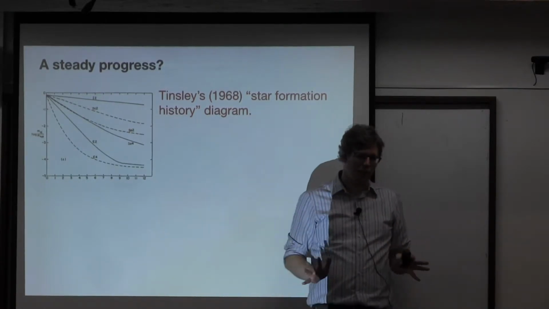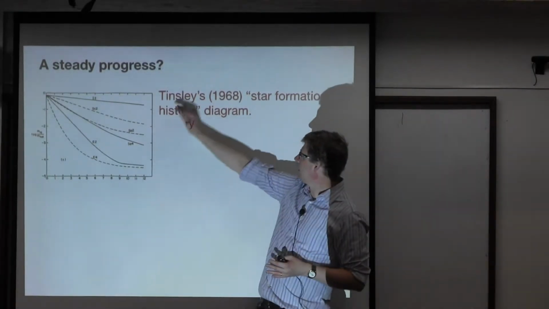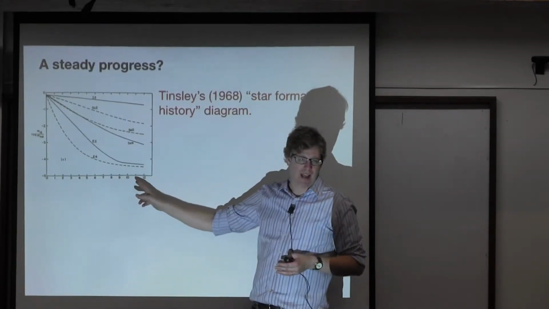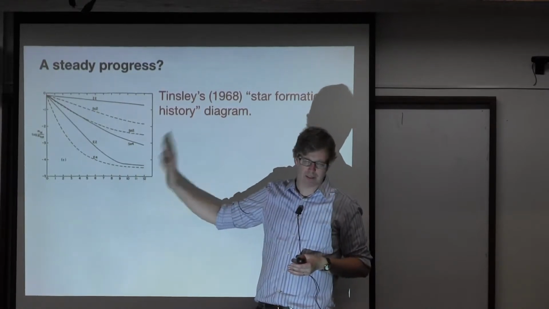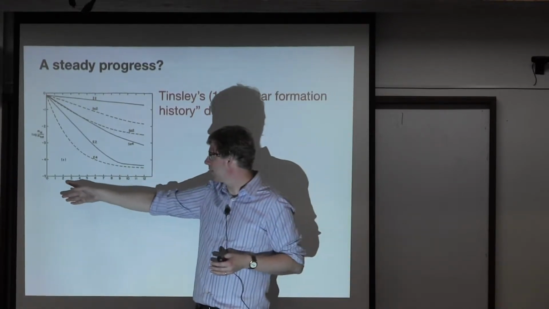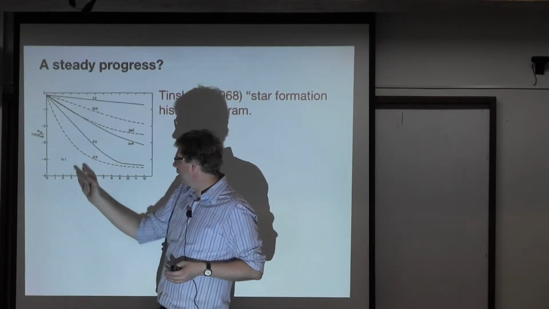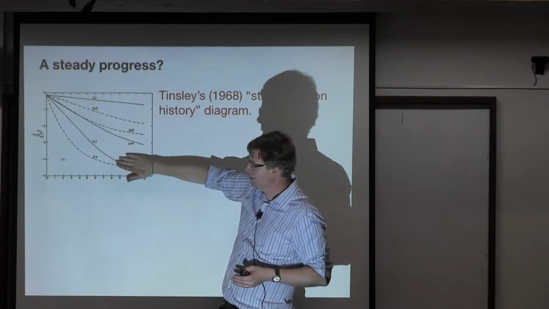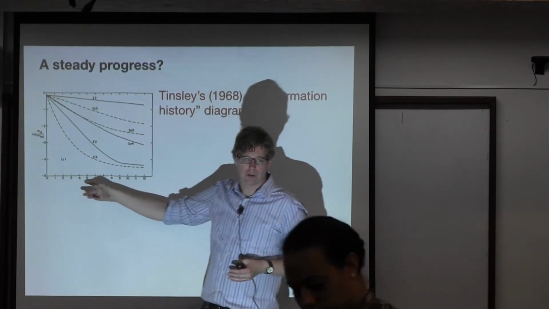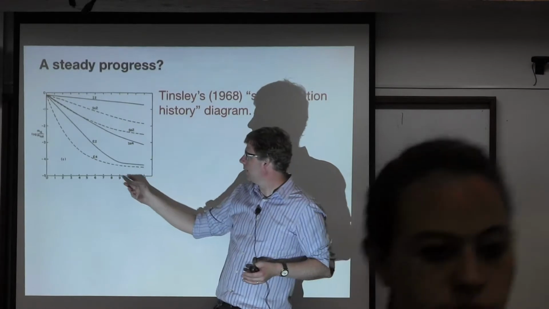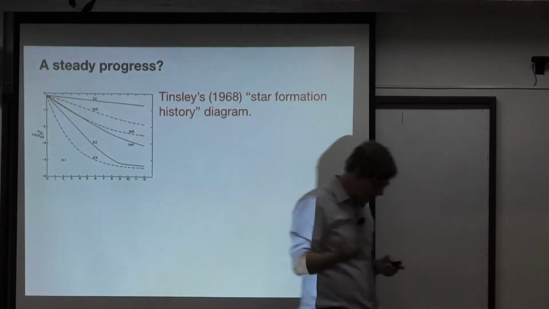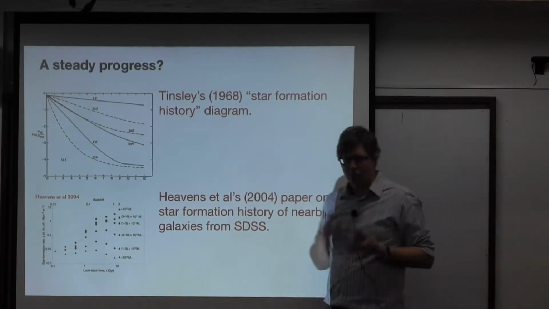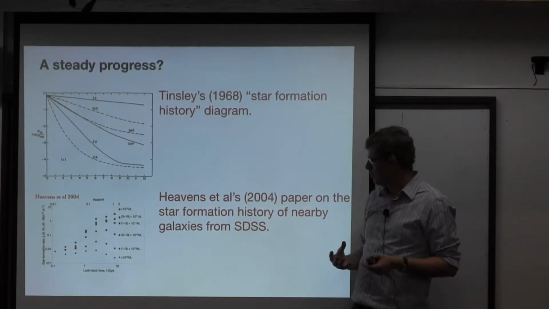But it's really striking to think, this is what she did in 1968. She plotted, this is something related to the mass of the galaxy, but it isn't really, it's a particular type of galaxy. These are different masses of galaxies, and this is the age of the universe. And this is something to do with the star formation rate in these galaxies. So this is maybe one of the iconic papers for star formation histories.